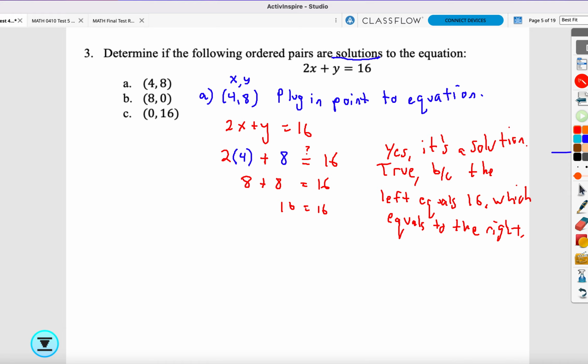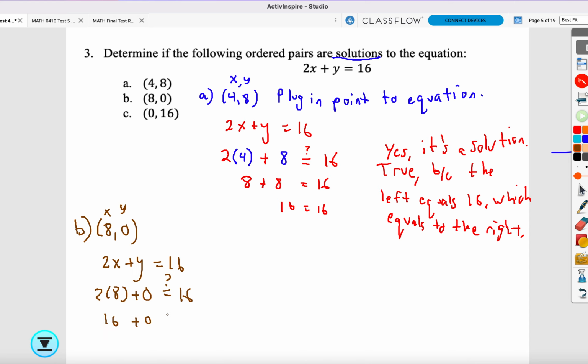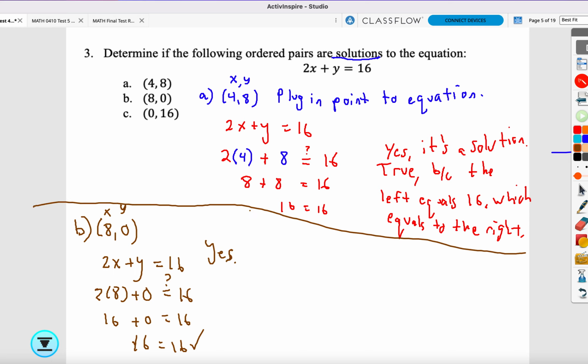Now we're going to go ahead and do B. B is 8, 0. So we have 2x plus y equals 16. X is 8, y is 0. So it'll be 2 parentheses 8 plus 0 equals 16 with a question mark. 2 times 8 is 16 plus 0 equals 16. So 16 equals 16. That's true. So yes, it's a solution here. I'm not going to write the reason why because it's the same reason as up here. So we're done with B.